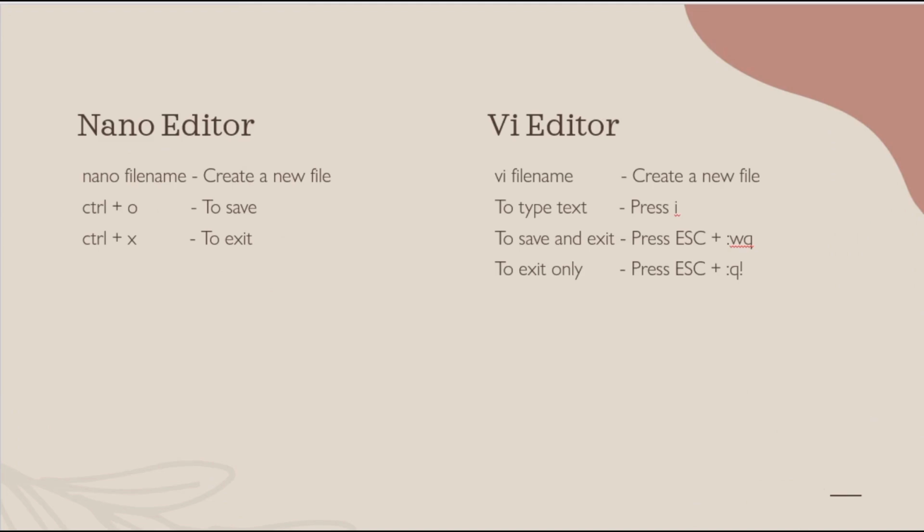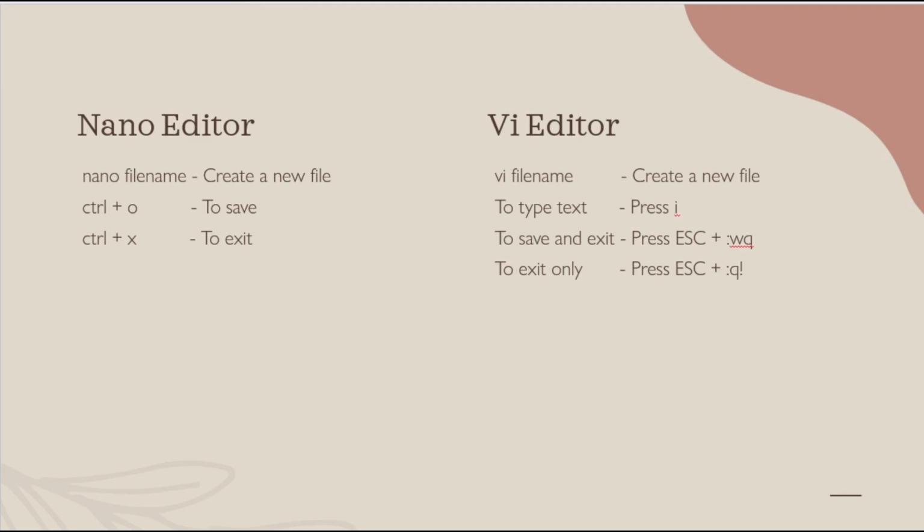And there are two types of editors in the Linux operating system. One is the Nano editor and another one is the VI editor. In the Nano editor, to create a file, use the command nano and give any file name. To save, use Control plus O, and to exit, use Control plus X.